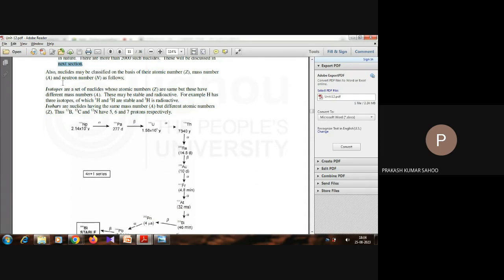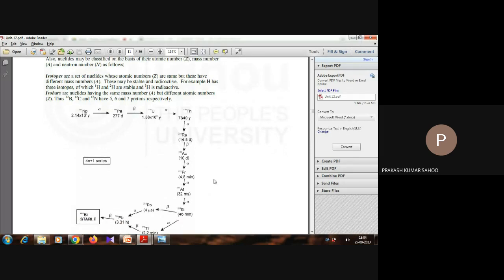Then we have isotope and isobar. These things you all know. Isotopes have the same atomic number but different mass number, that is, the number of neutrons is different. And isobars have different atomic number but the same mass number.